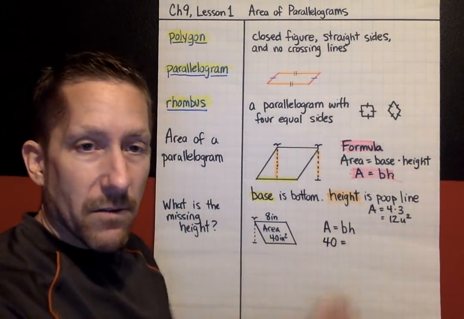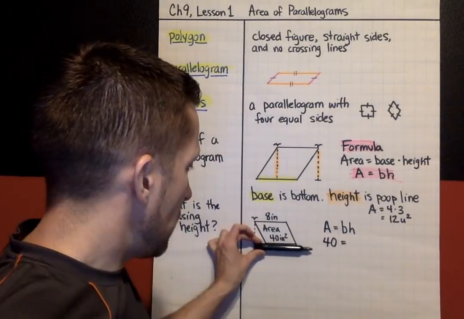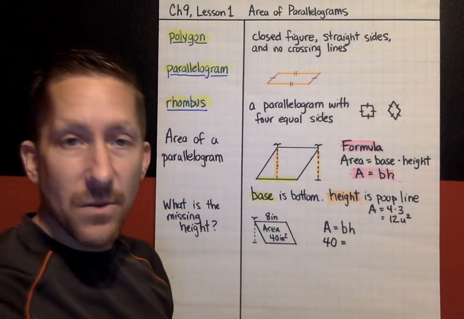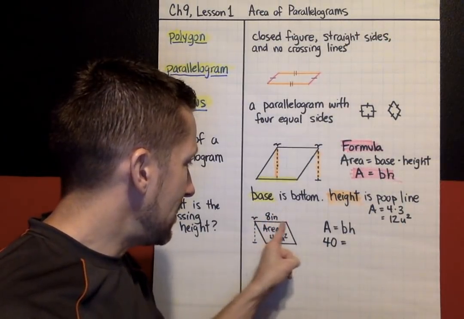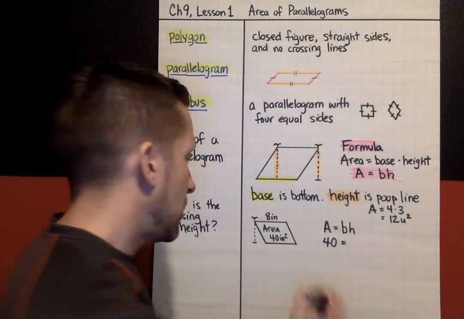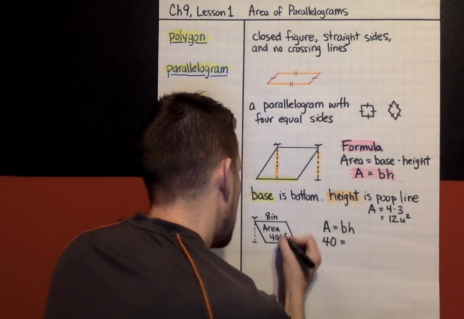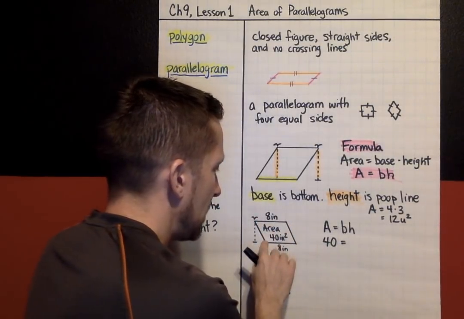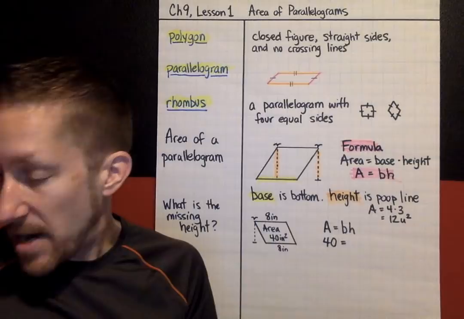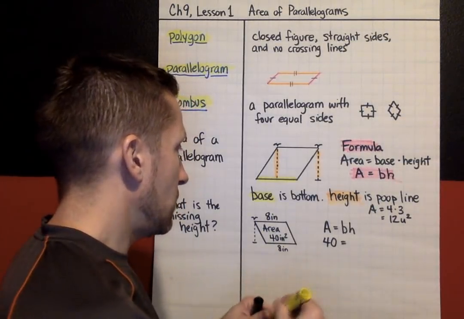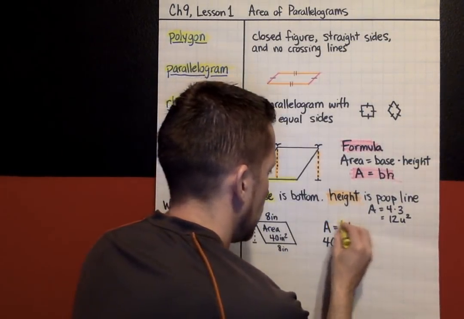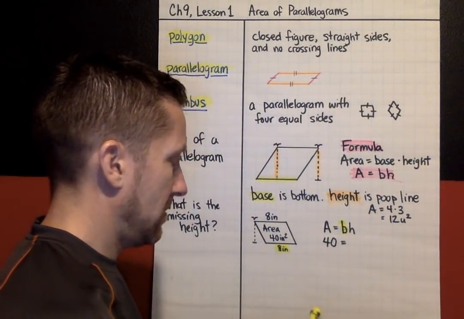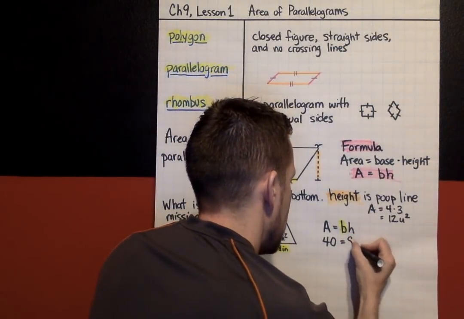Do I know the base? Remember, the base is the ground. Do I know this side right here, the side that's on the ground? Well, it's not labeled, but actually I do know what it is. It's the same as this. This side is identical to this side. So I'm going to write an 8 right here because I know it's the same as that. If that side is 8 inches, then this side is 8 inches. Okay, those are identical. So I do know the base. The base of this parallelogram is 8 inches. So I'm going to write an 8 right here.